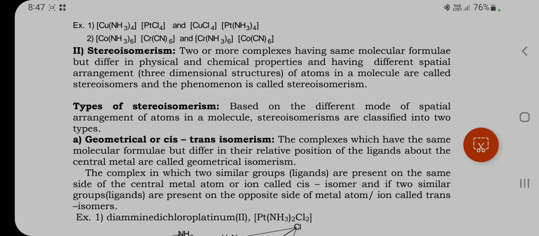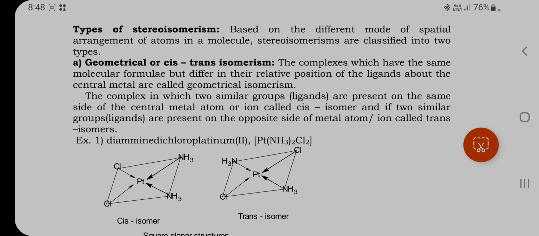Okay. So next let us move on to the stereoisomerism. In case of stereoisomerism, two or more complexes will be having the same molecular formulae, but they differ in the physical and chemical properties because of the different spatial arrangement of atoms. These are called the stereoisomers, and the phenomenon is known as stereoisomerism.